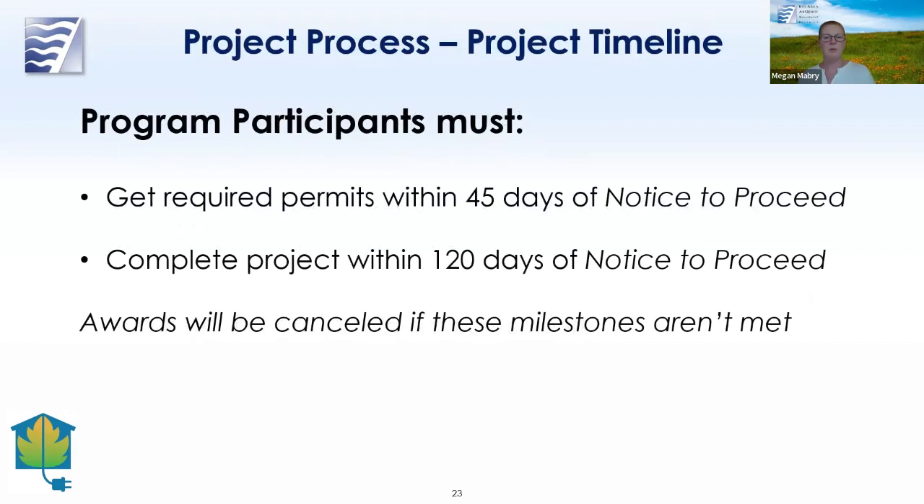There are a couple of important deadlines to consider once the project officially begins, after you receive the notice to proceed. Within 45 days of receiving the notice to proceed, you must obtain any required initial permits and upload them into our online system. Your contractor may be able to help you obtain the permits. Within 120 days of the notice to proceed, the project should be completed and the reimbursement request should have been submitted. I'll discuss project completion on the next slide.